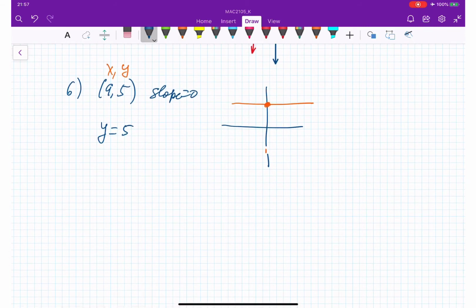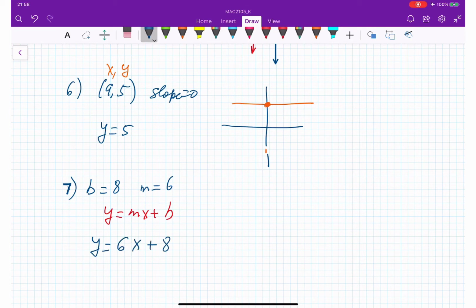Number 7. Write an equation for the line described. Give the answer in slope-intercept form. Okay, we are given the b is equal 8, m is equal 6. We are given b, we are given slope. We need to write equation. Couldn't be anything easier. y is equal mx plus b. So which means y is equal, instead of m, I plug 6, x, and b is 8. That's all.